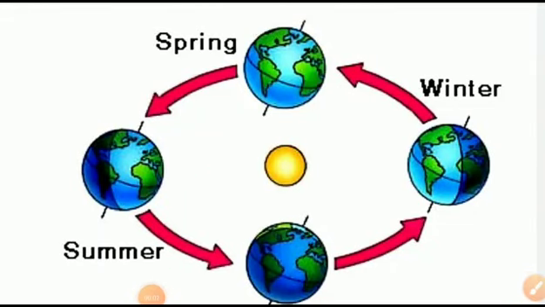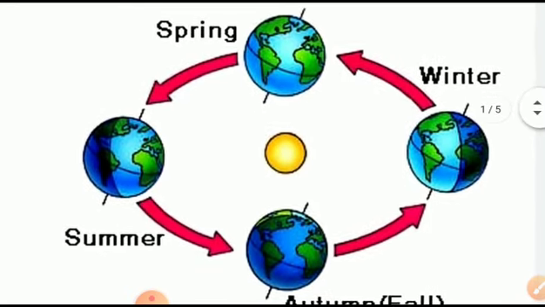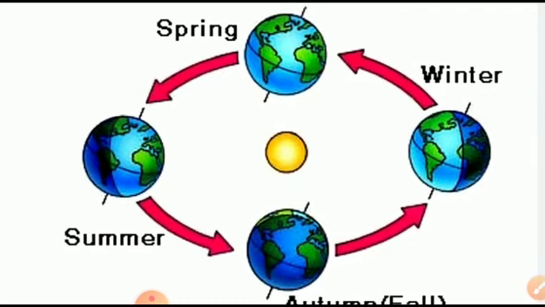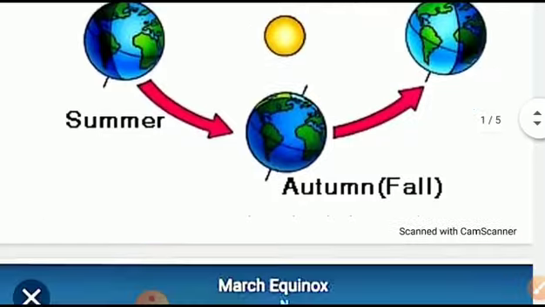Good morning, students. So today we are going to discuss the seasons which take place on the Earth, that is, seasons on the Earth. There are basically four main types of seasons: winter, summer, spring and autumn. But how does this happen? Let us see in the next page.